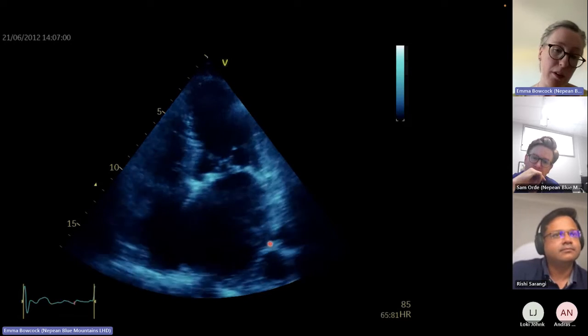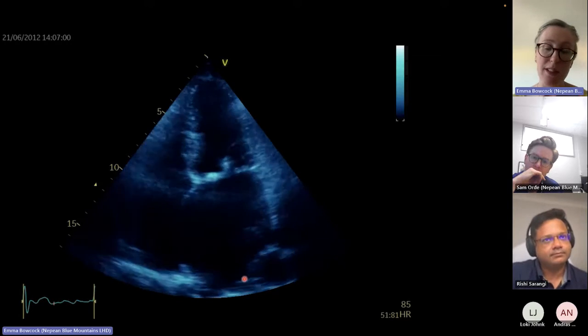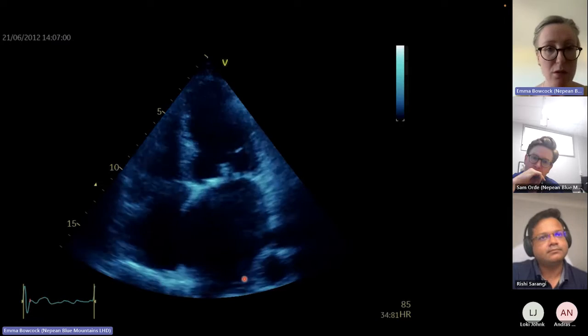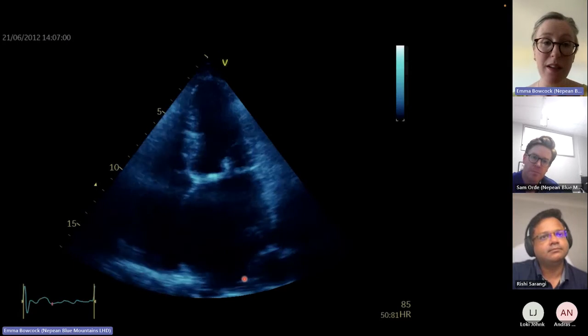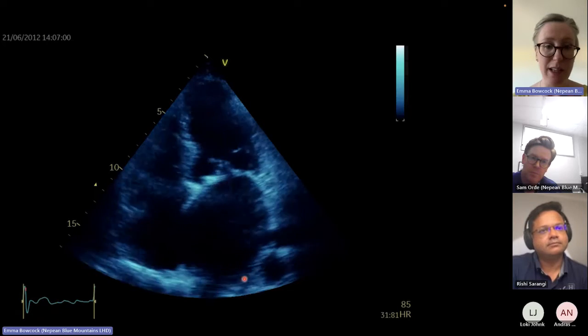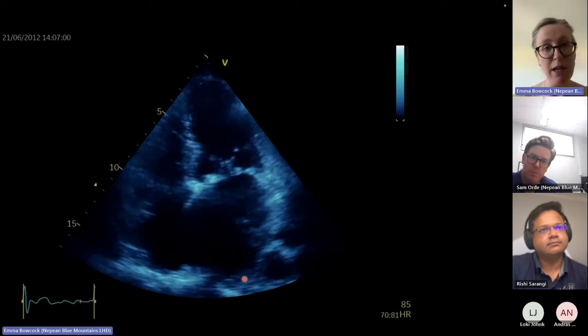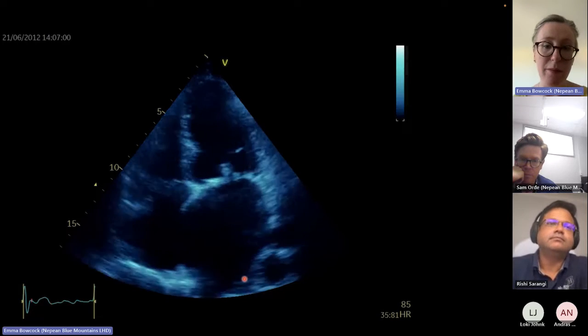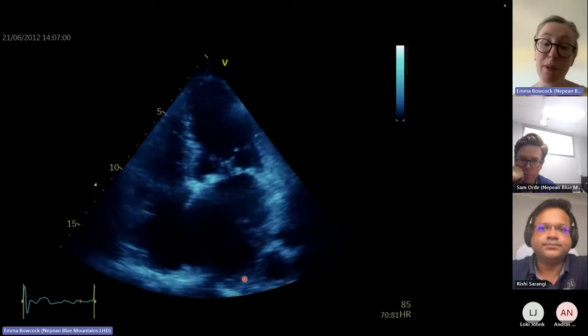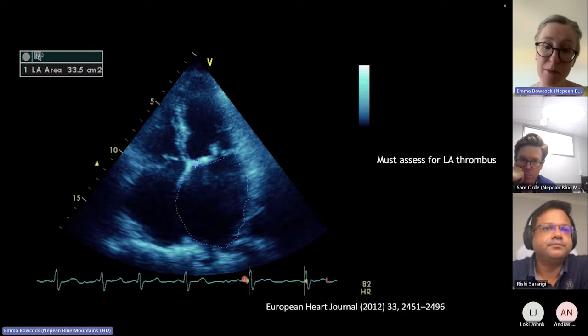And also important, obviously we can't see that on TTE, but when we do TOE or the imaging, looking for LA thrombus. LA thrombus doesn't always have to be in the appendage. You need to really fan through that left atrium and make sure you're looking for thrombus in the whole of the left atrium as best you can. Easy to miss.